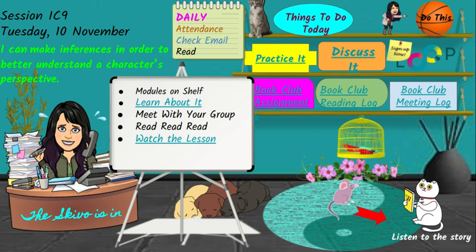Your ICANN statement is I can make inferences in order to better understand a character's perspective. And what we're doing today is we're thinking about all those little nuances, the little things that a character says or does, things that happen around them that help you understand who they are as a person, much like you would when you are developing a friendship.